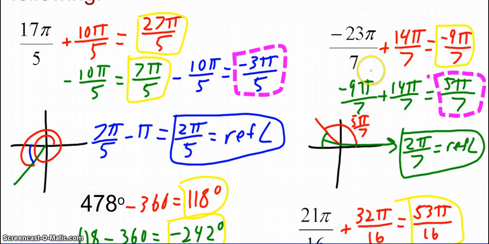For negative 23 pi sevenths, add 2 pi, I get negative 9 pi sevenths, a negative coterminal angle. Add 2 pi again, I get 5 pi sevenths, a positive coterminal angle. I used this coterminal angle to find the reference angle, which is going to be 2 pi sevenths.